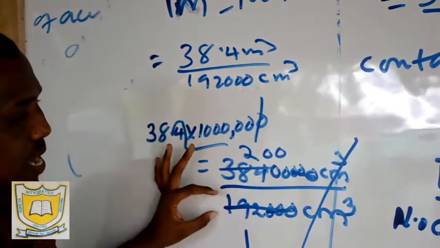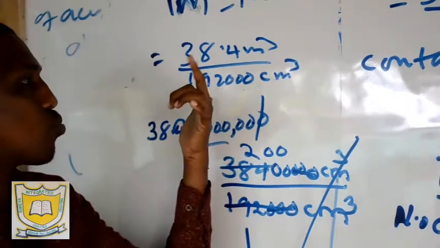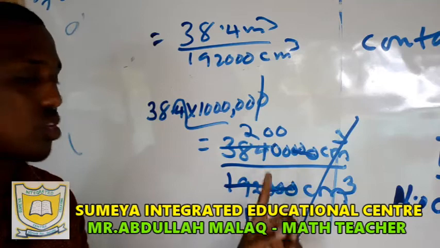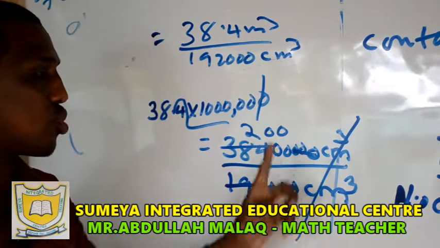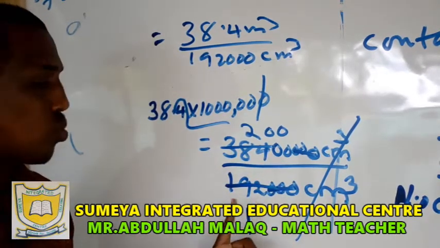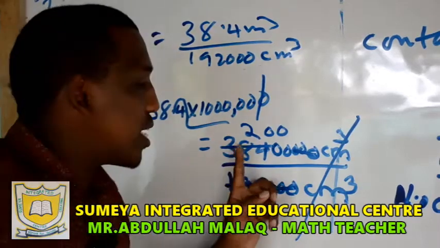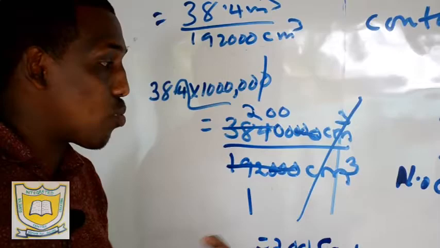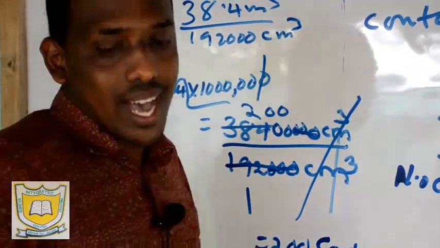Then you divide it by the volume of the container, which was 192,000. For 192,000, you kill the 3 zeros, which will go with these 3 zeros, so that 192 remains. 1 by 192, 200. So the number of containers that were used to fill the rectangular water tank is 200 containers.